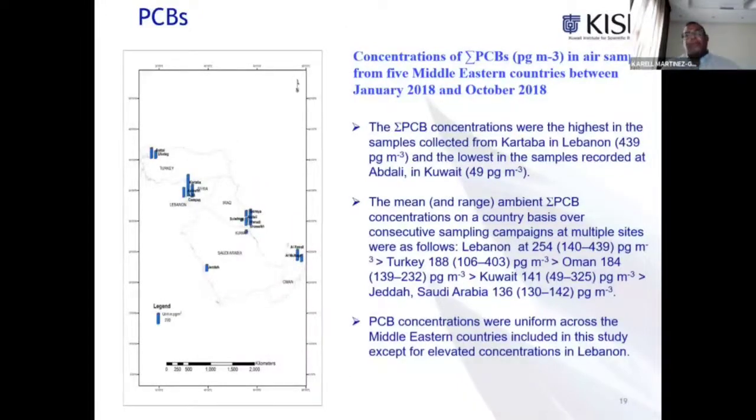If we talk about PCBs, we can say that the concentrations were the highest in the samples collected from Kartaba in Lebanon. Again, this site has some issues there, and the lowest in the samples collected in Abdali in Kuwait, that is, we can say a remote area, but they also have some oil activities going on there. The mean and range ambient PCB concentration on a country basis over a consecutive sampling campaign at multiple sites were as follows: Lebanon 254, Turkey 188, Oman 184, Kuwait 141, and Saudi Arabia 136. These concentrations were uniform across the Middle East countries included in this study, except for the elevated concentration in Lebanon.